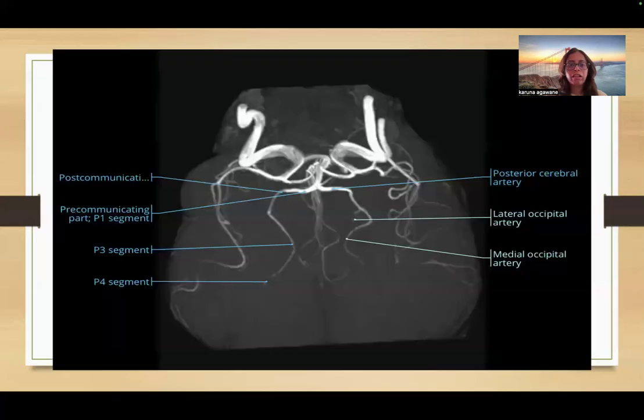Here is again the MRA image. I have just turned it upside down so that we can see the PCA branches very clearly. Here is the bifurcation of the basilar, and you can see these are the two PCAs. This is the P1 segment. Up to somewhere here, we can get the PCOM. However, it is not clearly seen here, maybe hypoplastic or absent. Then you can see the next is the P2 segment coursing around the midbrain, then the P3 segment and the P4 segment.